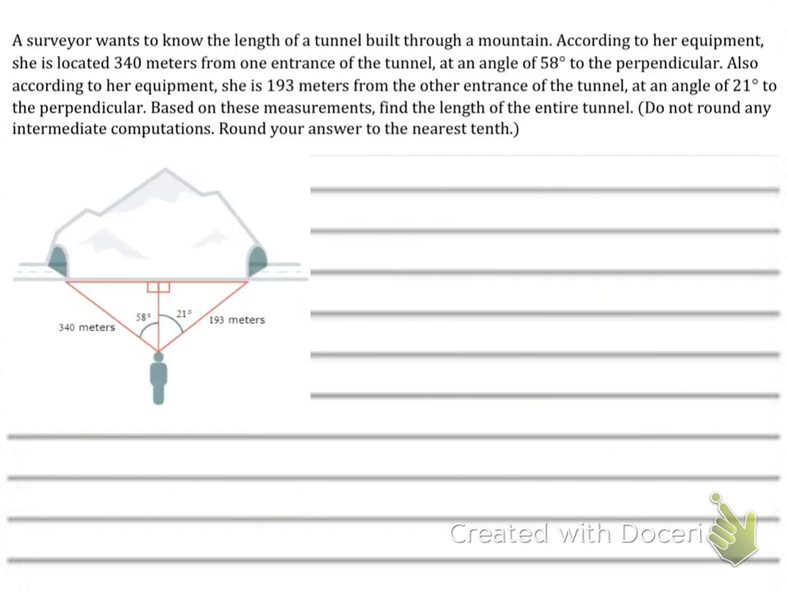Let's look at another one. This one, we're just looking for the total distance, we're looking for the end of the triangle here. So we have two distances right here. So we're trying to find the length of this entire tunnel. So the length of the tunnel is x plus y, right?